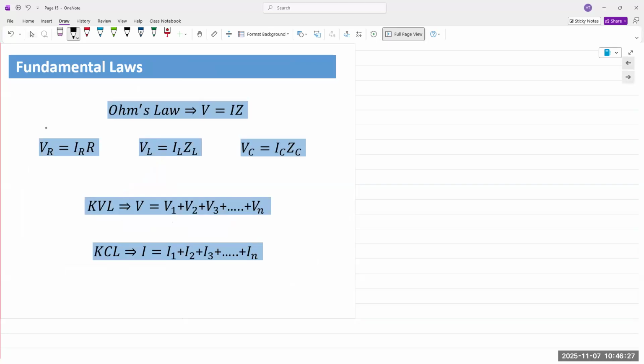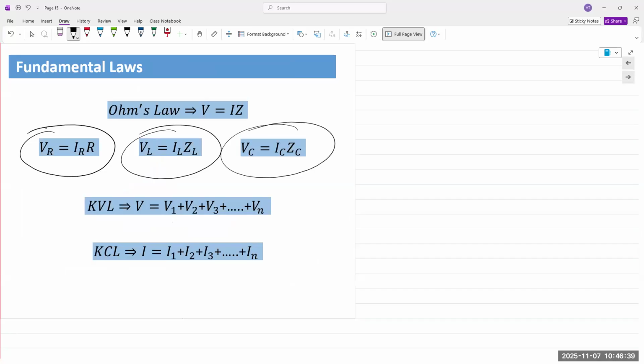So voltage across a resistor in an AC system, V equals IR. For an inductor, I times ZL. For a capacitor, I times ZC. So Ohm's law still applies. If we were trying to solve this as a differential equation, we would not be able to do so. Or actually, we would be able to, but not as straightforward and simple as this.